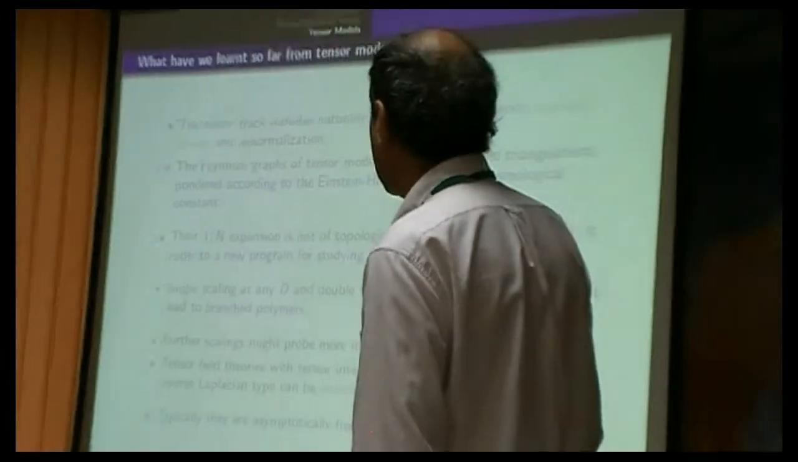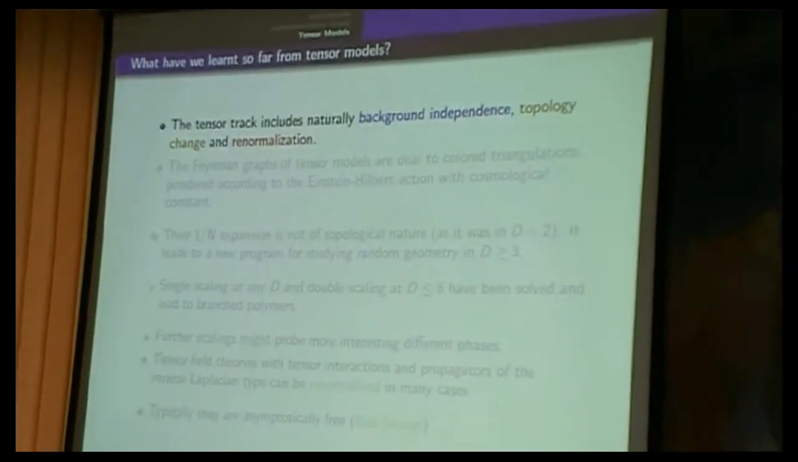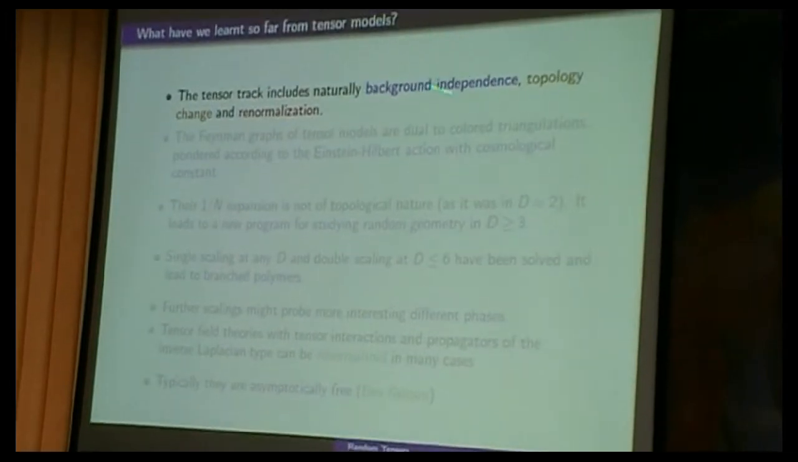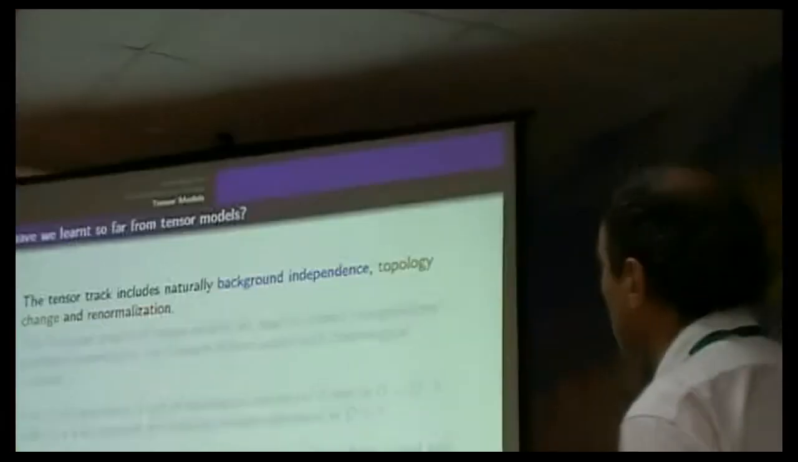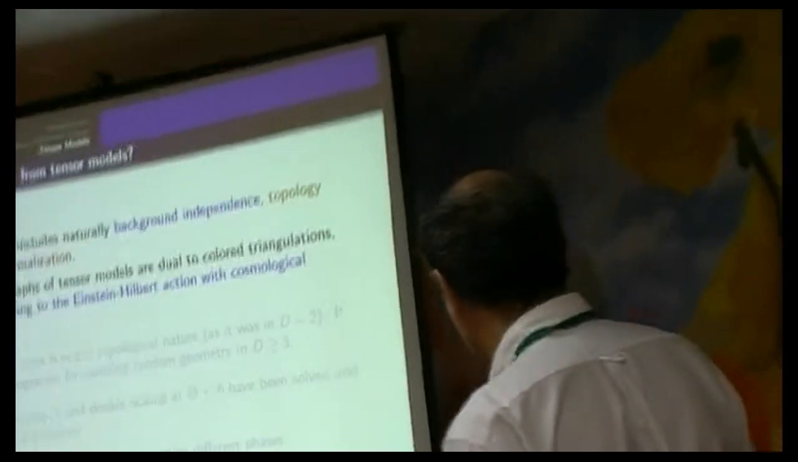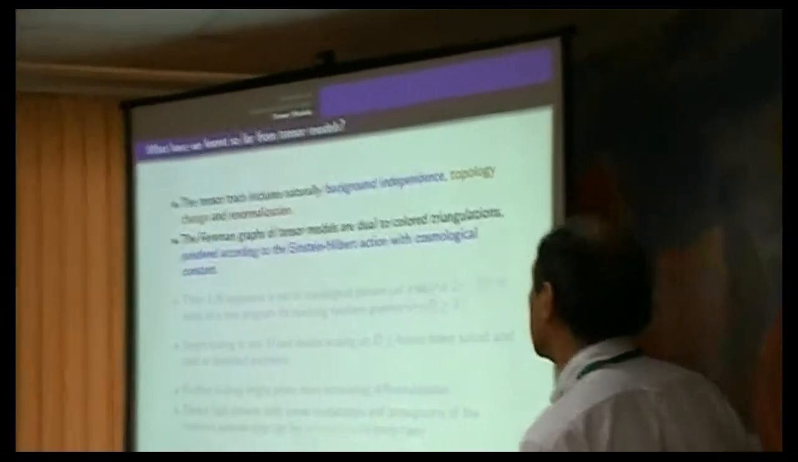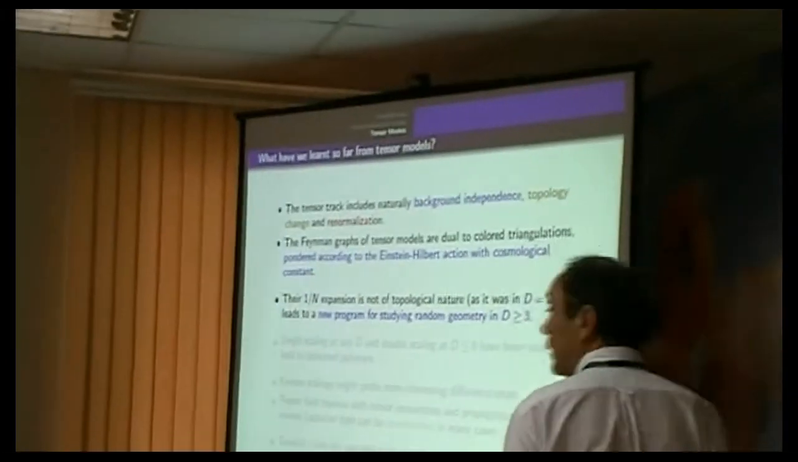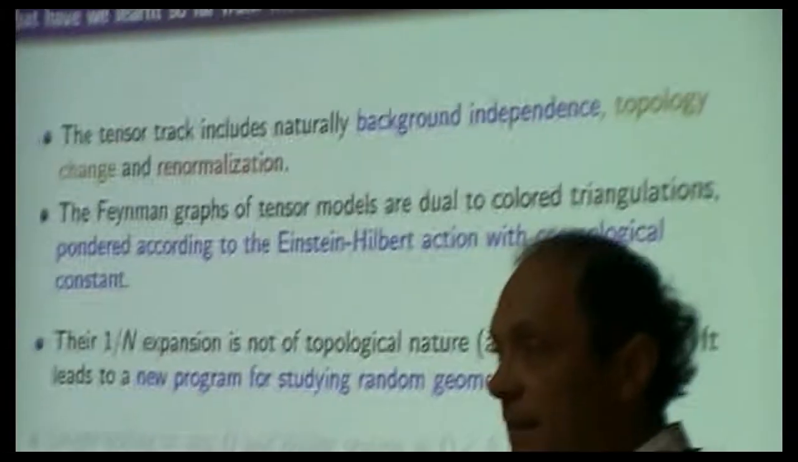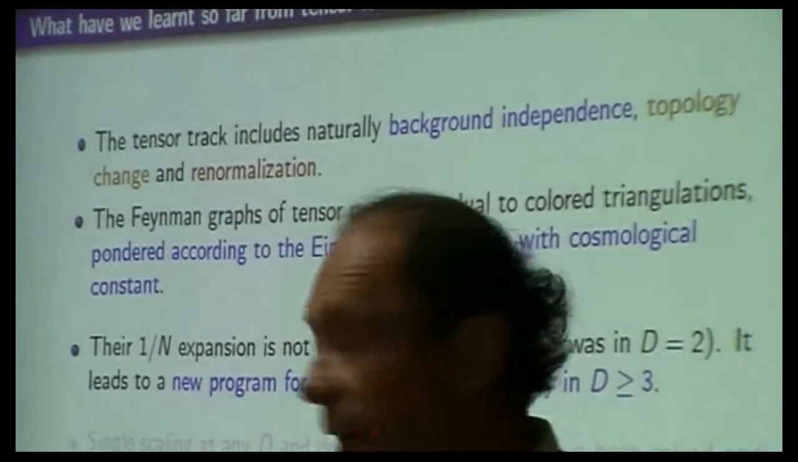Okay, so my conclusion is the following. What have we learned so far? This tensor approach naturally has background independence, it has topology change, and it can accommodate renormalization. Well, the flow is in terms of the size of the tensor. So it ponders the graphs not with a uniform factor, but with a factor which depends on the curvature. The 1 over N expansion is totally different from the one of string theory or matrix models. It is not of a topological nature.